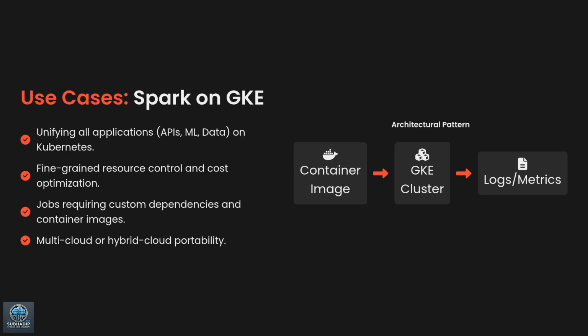Choose Spark on GKE when you want to consolidate all your applications onto a single Kubernetes platform. It offers the most granular control over resources, making it ideal for cost optimization. It's also perfect for complex jobs with custom dependencies that can be packaged into a container, and for organizations aiming for multi-cloud or hybrid cloud strategies.